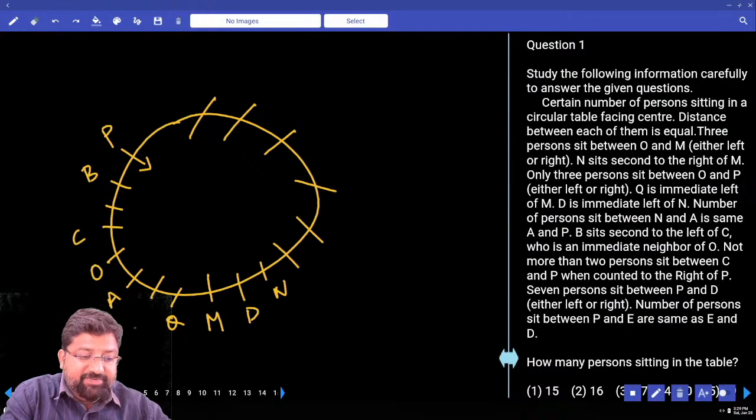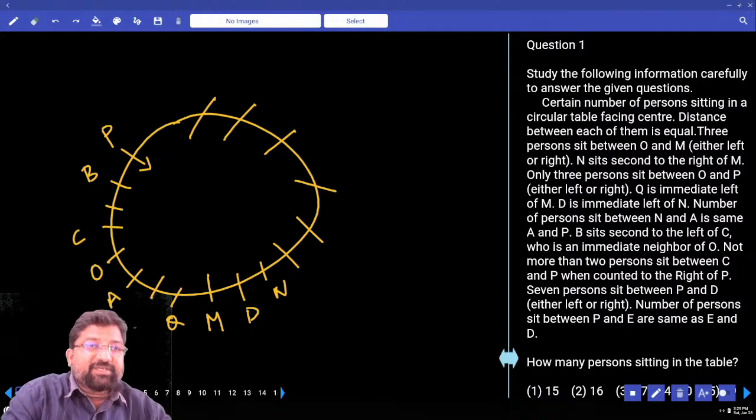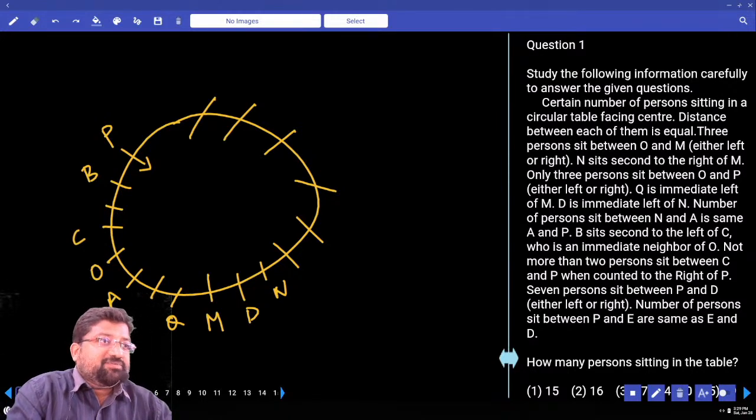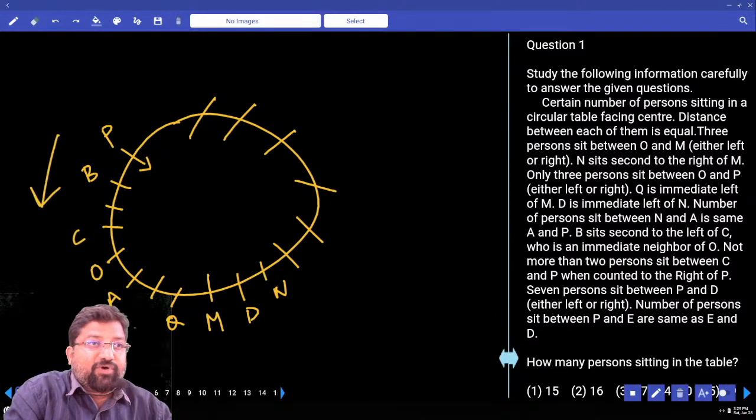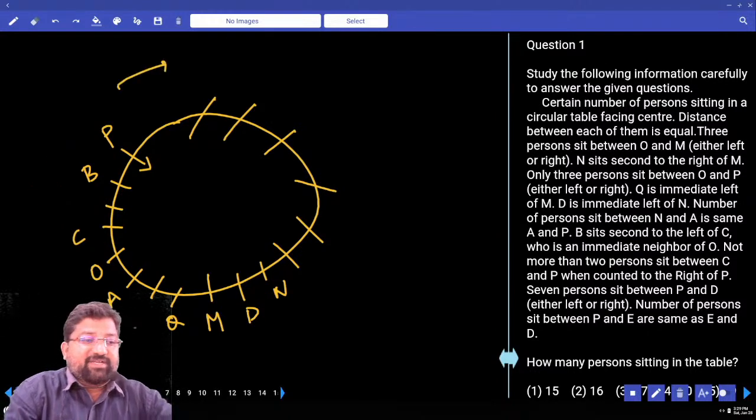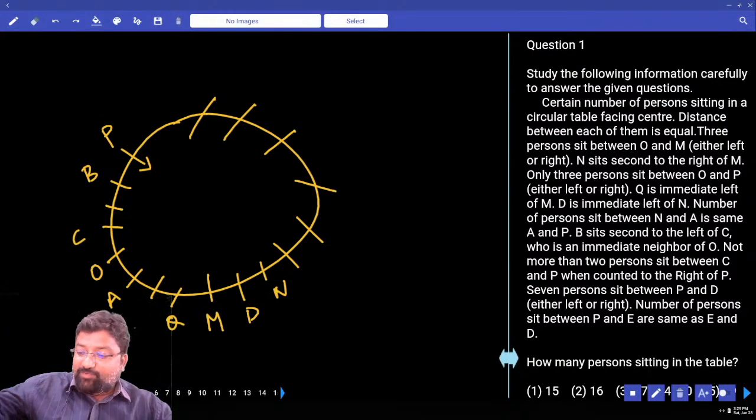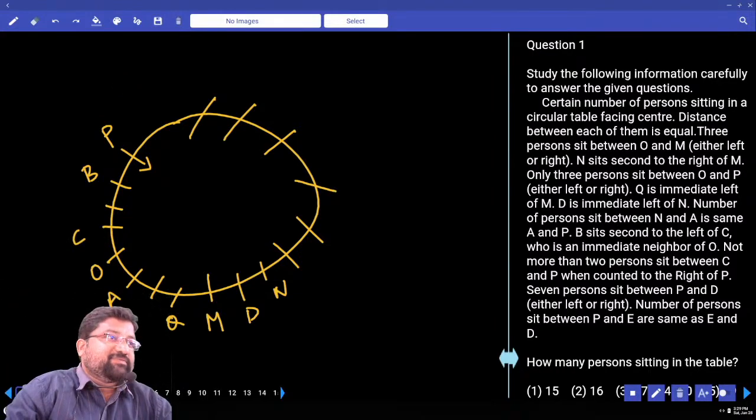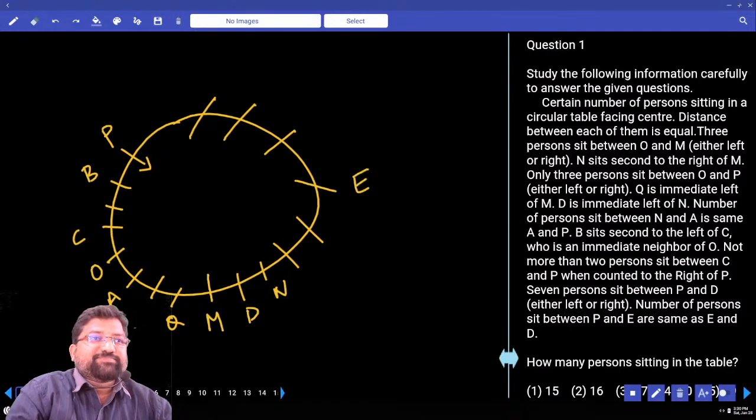The number of persons between P and E is the same as between E and D. Then the number of people between P and D should be odd because E is exactly between P and D. When I go towards this side, I have already counted before. How many did I get? 8. Is it possible? So it should be to this side. And in between P and D, we have already placed how many people? 7 people. So this is where you'll have E. Is this clear?